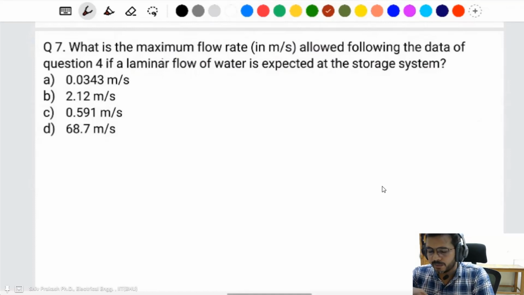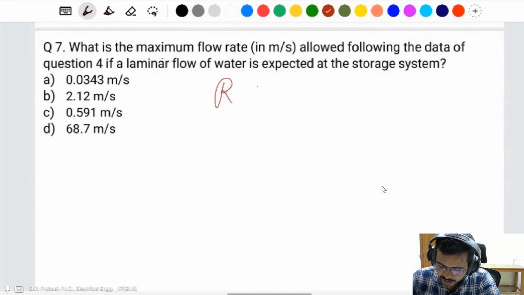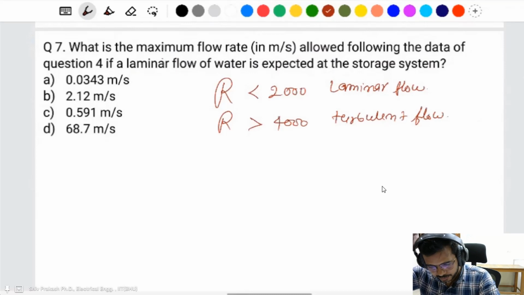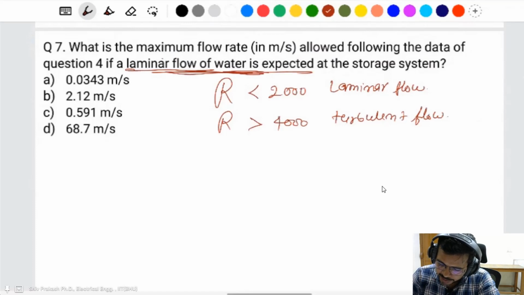For laminar flow and turbulent flow, there is one parameter that decides the flowing of the water. This will be the Reynolds number. If the Reynolds number is less than 2000, this will be a laminar flow. If R is greater than 4000, this will be a turbulent flow. Between them, it will be a transition period from laminar flow to turbulent flow. But here it is given that it will be laminar flow as expected in the storage system.